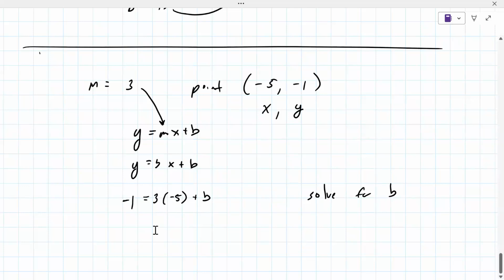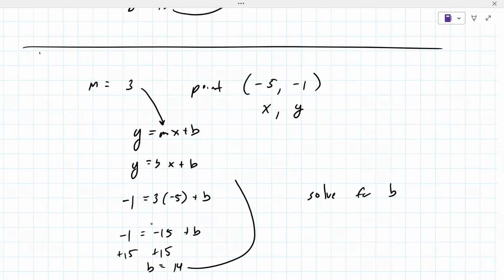You've got to multiply these first. Negative 15. And then you would add 15 to 1, which would be negative 14, or not negative 14, 14. That goes back in here. So the final answer is y equals 3x plus 14.